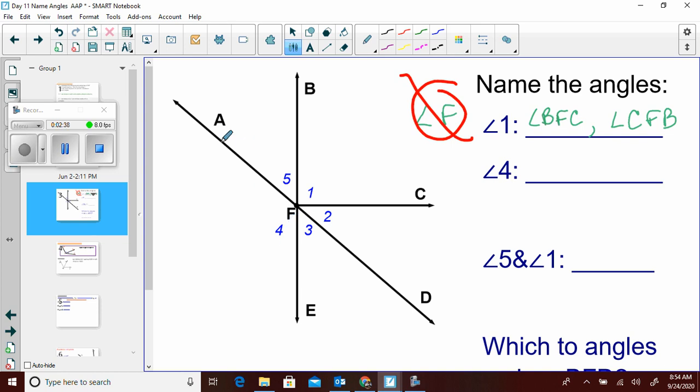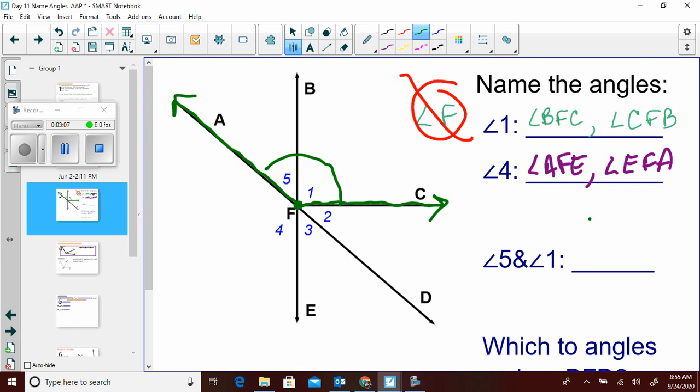So let's look at angle 4, AFE, or EFA. Next, we have angle 5 and angle 1. The angle that 5 and 1 create, from there to there, would be angle AFC or angle CFA. The two angles together create that whole angle. We'll learn what that is next slide. It's just the angle addition postulate.